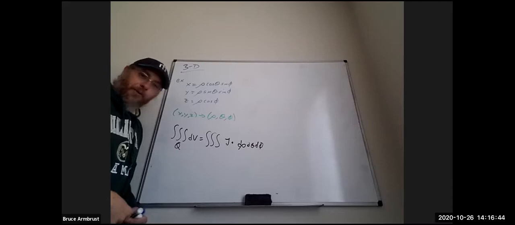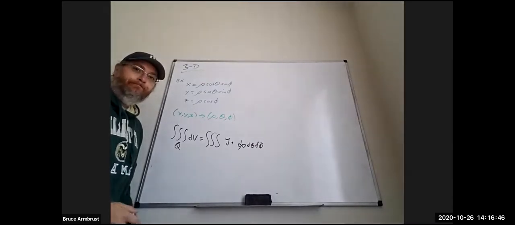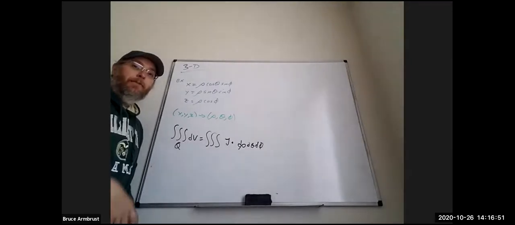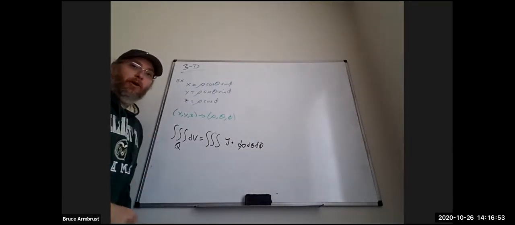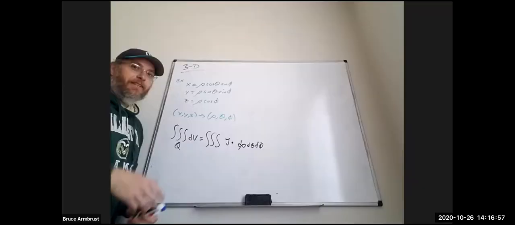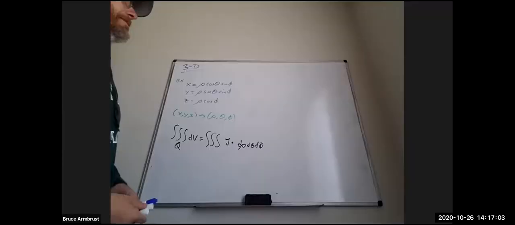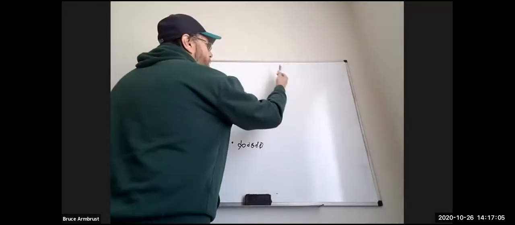Well, the good news is we don't have to learn anything new. It's still going to be the determinant of a matrix. This matrix is still going to hold the partial derivatives. But what is the difference? It's 3 by 3. So if we're going to do the same thing in 3 dimensions, no big whoop.